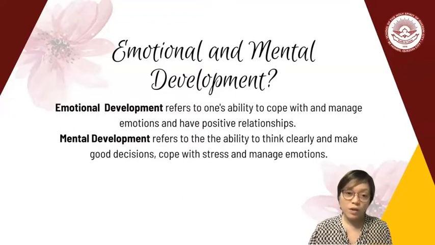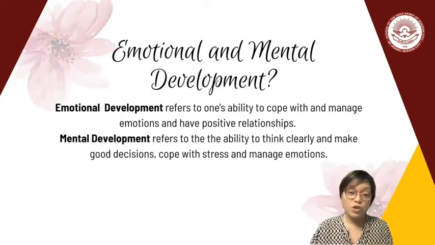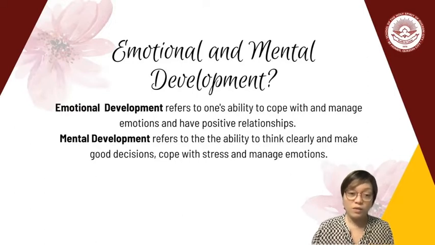So emotional development refers to one's ability to cope with and manage emotions and also have positive relationships. So when we discussed emotional development in the previous lesson, we talked about how your emotions and your ability to cope and manage your emotions can affect your social relationships. So the reason why, as we discussed previously, we need to be able to identify and regulate our emotions is because we need to understand how we react to our emotions can benefit us and the relationships that we have with significant people around us.